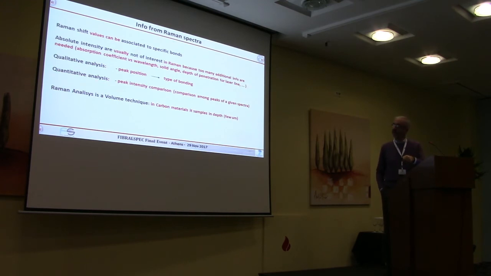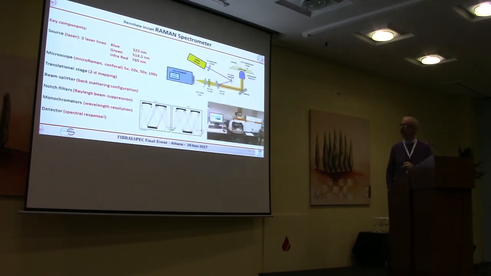If you look at the quantitative analysis, you are not looking at the absolute values, but you compare the intensity of different peaks. One widespread and well-known parameter is ID over IG in carbon materials, which is the ratio between two specific peaks. Also, you have to remember that Raman analysis is some kind of volume technique, because it's getting you information in carbon materials down to a few micrometers. So it's not looking at the surface. If you want a surface technique, you look elsewhere, not Raman.